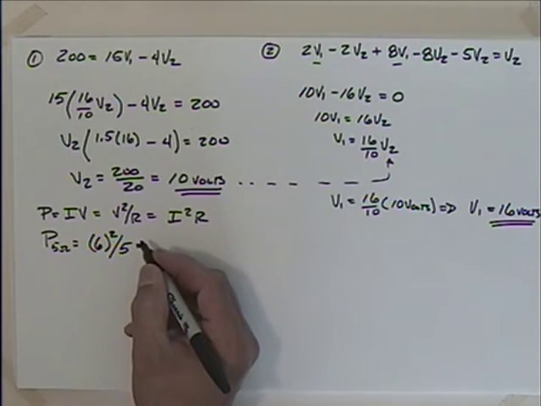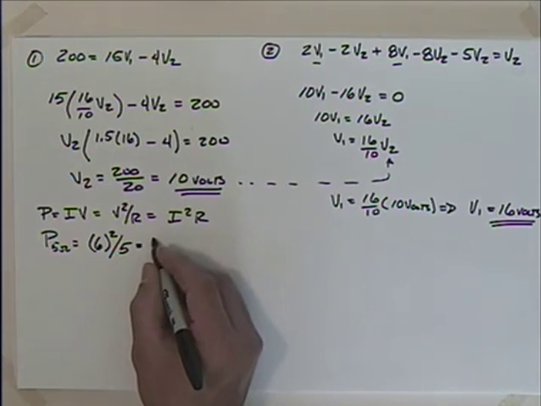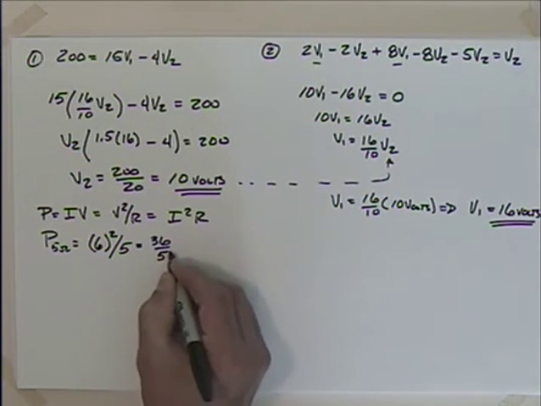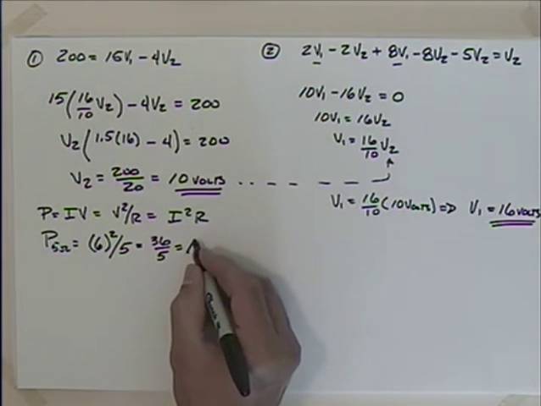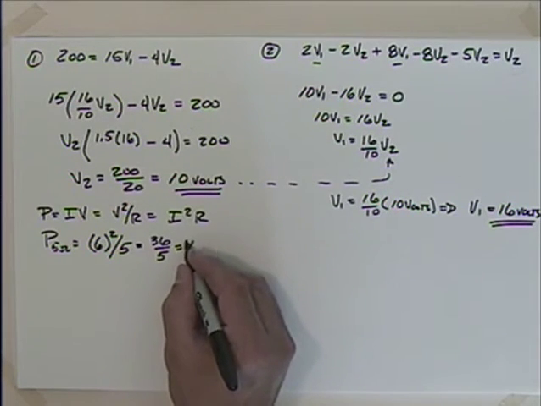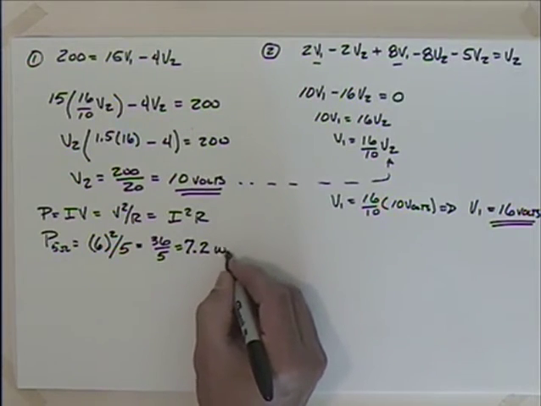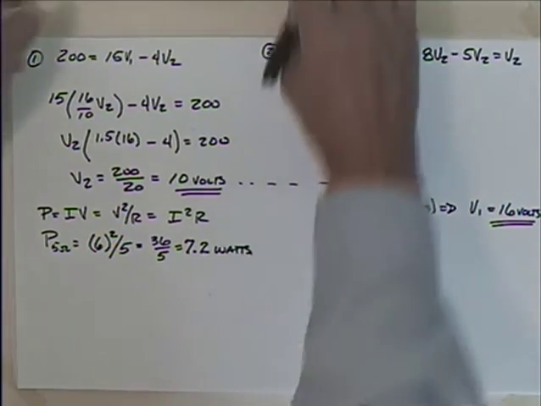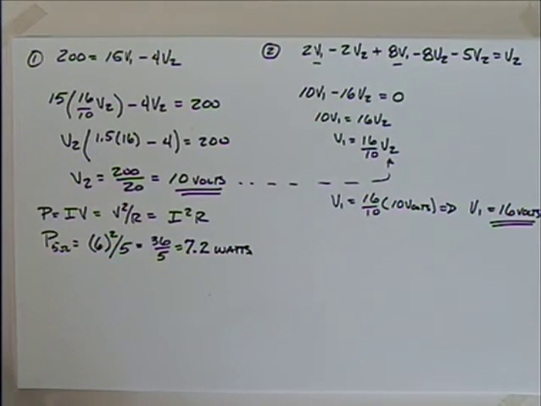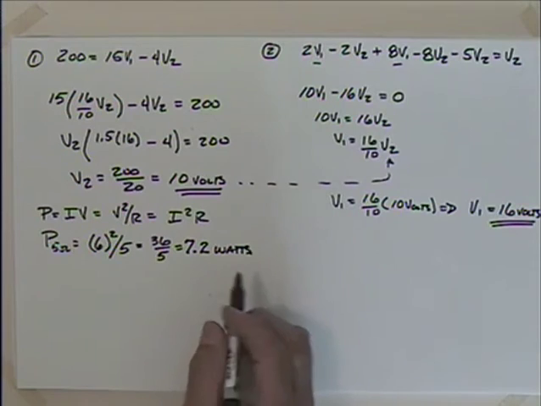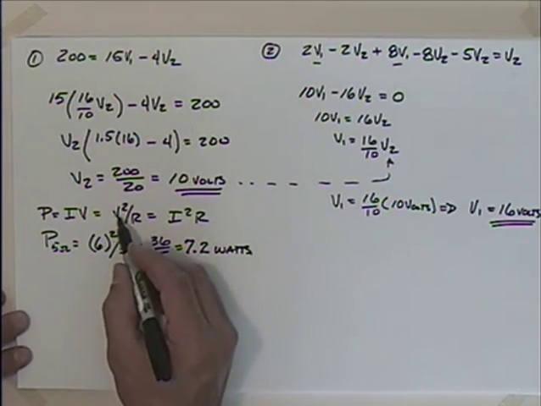So this turns out to be, what, 36 over 5, which I think is, let's see, 7 goes in there a little more than 6, 7.2 watts. Double check that with the calculator. I think that's correct. Yep, 7.2 watts.